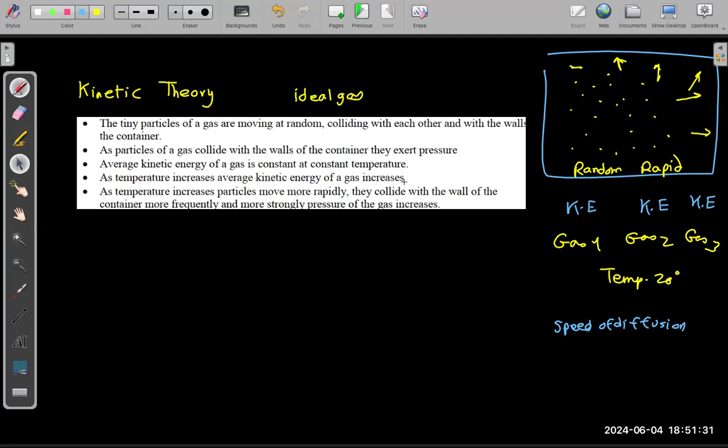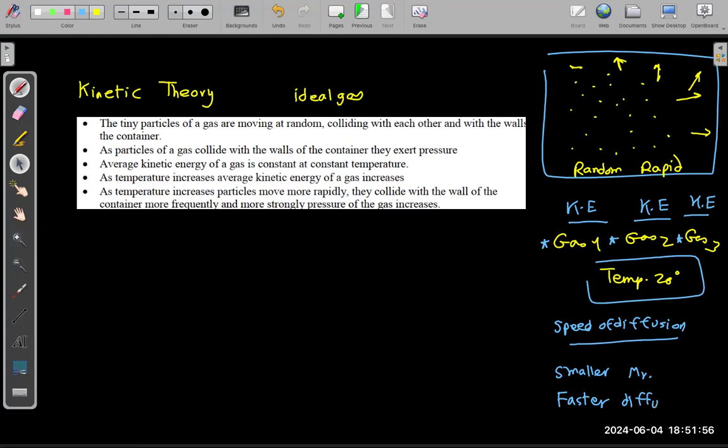Why? Because the kinetic energy at constant temperature is constant. Even if they are different gases, as long as they are at the same temperature, the kinetic energy will be the same. Then what changes when you change the mass? This is not the kinetic energy, this is the speed of the diffusion. The smaller the molar mass, or the smaller the mass, the faster the gas will diffuse or effuse. Why? Because it is easier to move. What is the difference between diffusion and effusion?